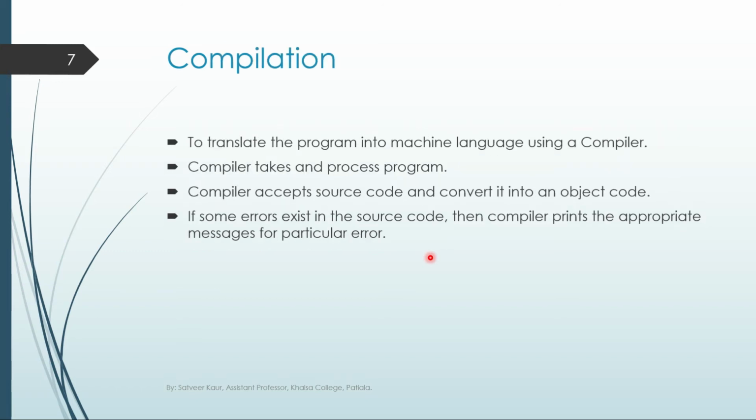The next step is compilation. It is the task of translating the program into machine language using a compiler. The compiler takes and processes the program, accepts the source code and converts it into an object code. Object code is the 0-1 form. If some errors exist in the source code, then the compiler prints the appropriate messages for the particular error.